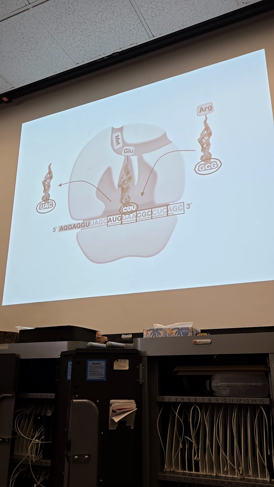So when it says how many amino acids does each tRNA carry? And we're not in any rush, so go slow and actually understand things. One.